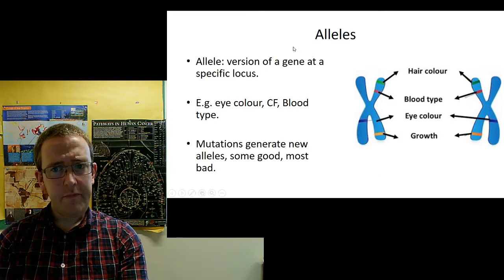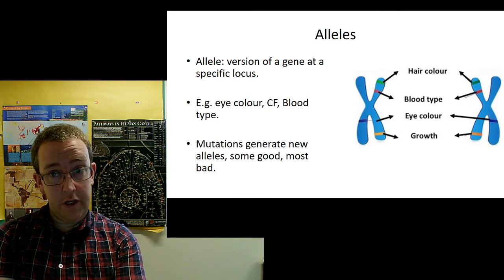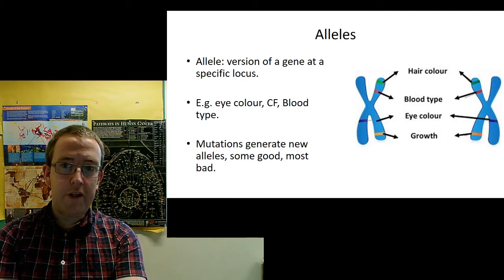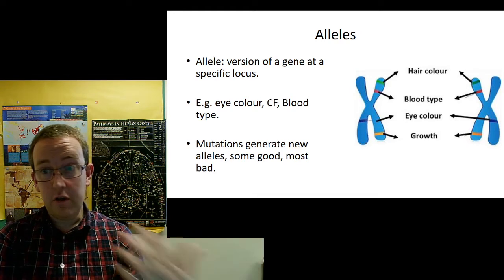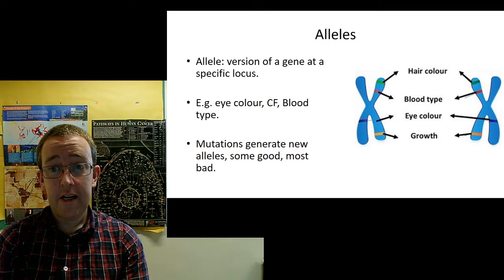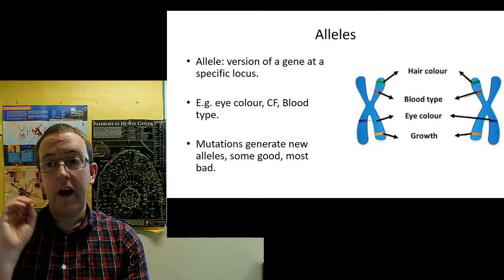Okay? So on this allele, again, I'm hoping that you are well familiar with this term. An allele is a version of a gene in a specific locus. For example, eye colour is the famous example that every GCSE biology teacher uses. Cystic fibrosis is another one you should have come across at GCSE. So those are particular versions of particular genes, a particular allele, at a particular locus.